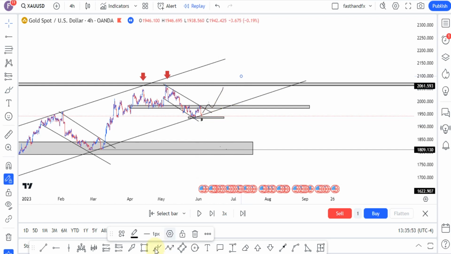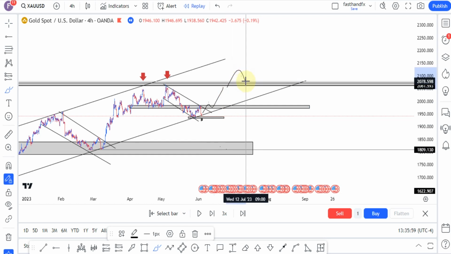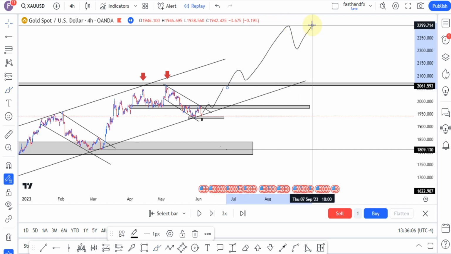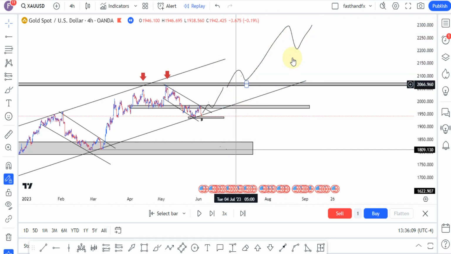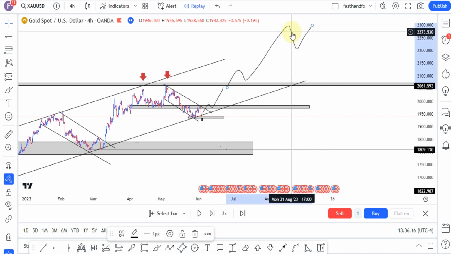Maybe if it does continue to break above this area, we'll wait for another retest, then we go up just like that. So always you should expect these pullbacks when the market is moving up or moving down. So let's see what the market does around this area.